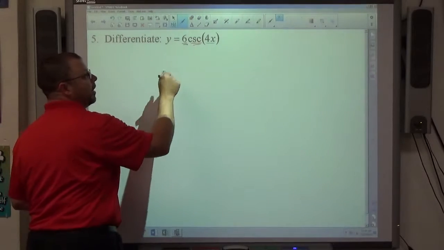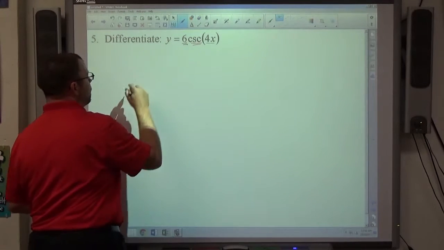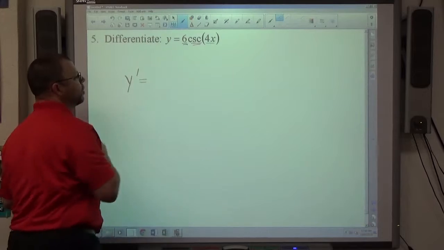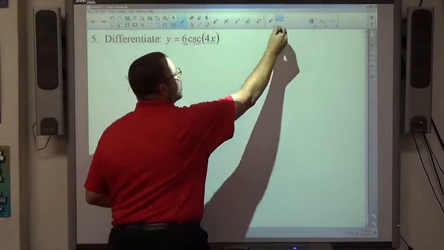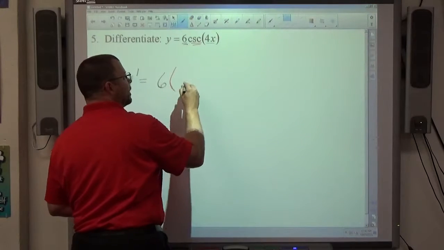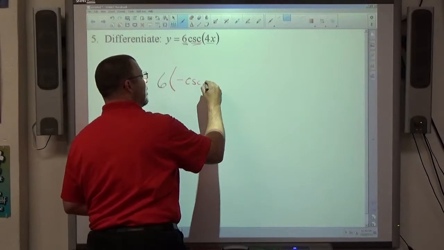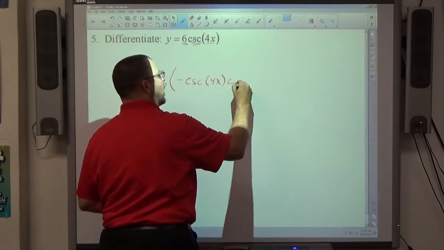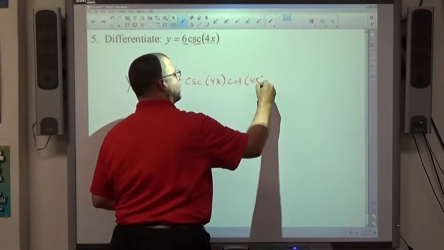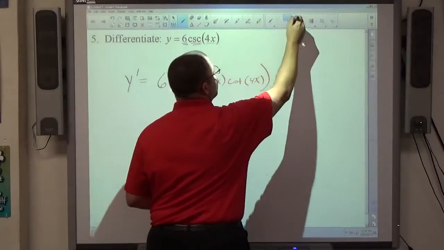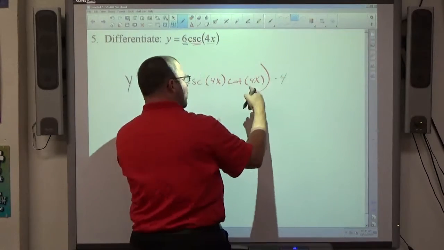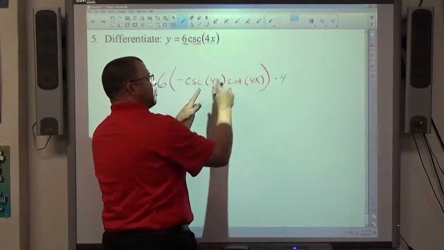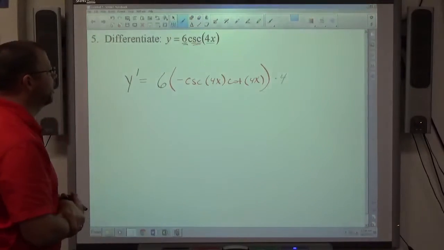So I'm just immediately going to go straight to the derivative of cosecant. So I'm differentiating right away. So y prime equals 6 is a constant multiple. Nothing happens to it. The derivative of cosecant of anything is negative cosecant of that thing times cotangent of that thing. And the derivative of 4x is times 4. Even though it happens twice, it's only happening once in the original problem. Just one derivative of that goes outside.